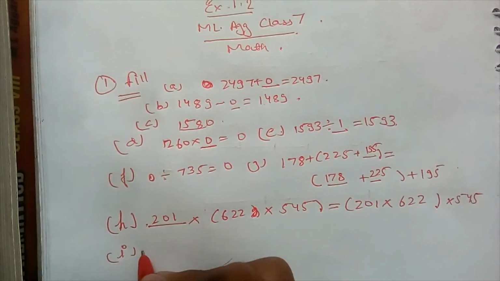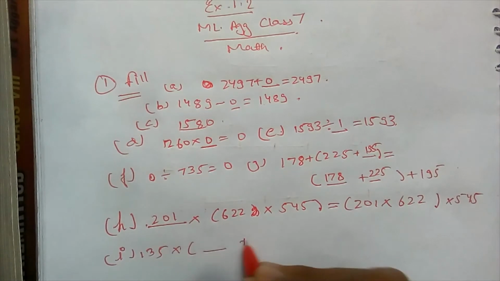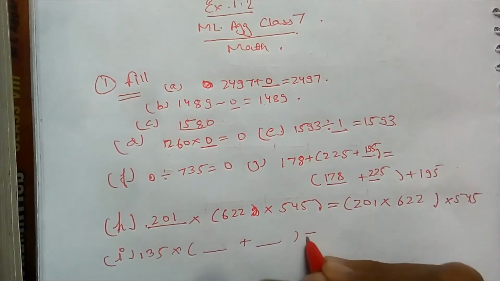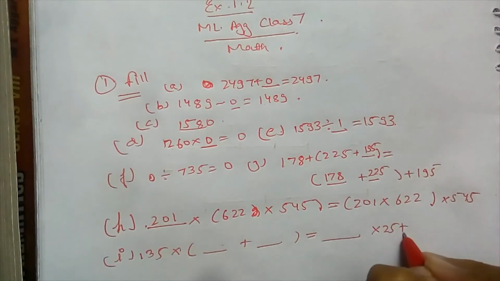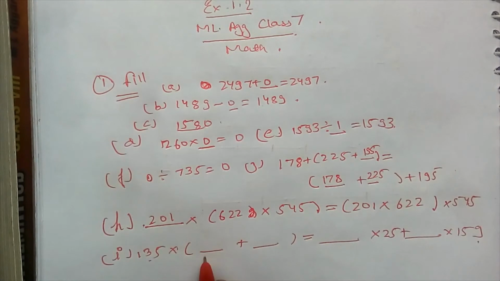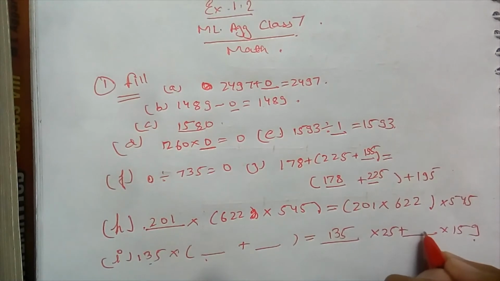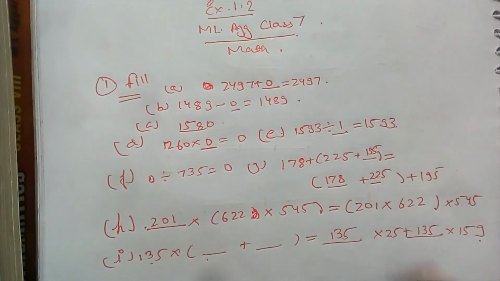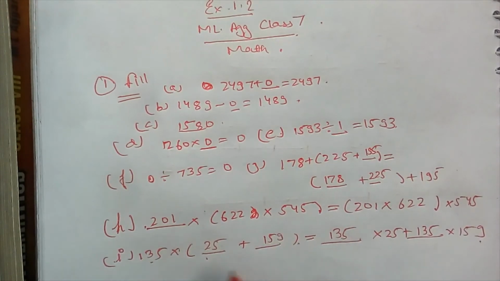Now I: 135 into blank plus blank is equal to blank into 25 plus blank into 159. So here 135 into, here it will be 135 into 25 and 135 into 159. Here it will be 25 and 159 done.